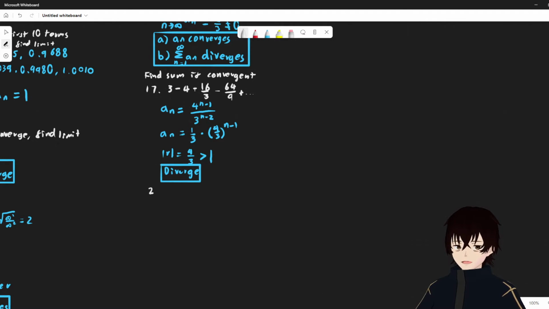No, 23 says we want to find the sum of n is equal to 1 to infinity of (-3) to the power of n minus 1 over 4 to the power of n.